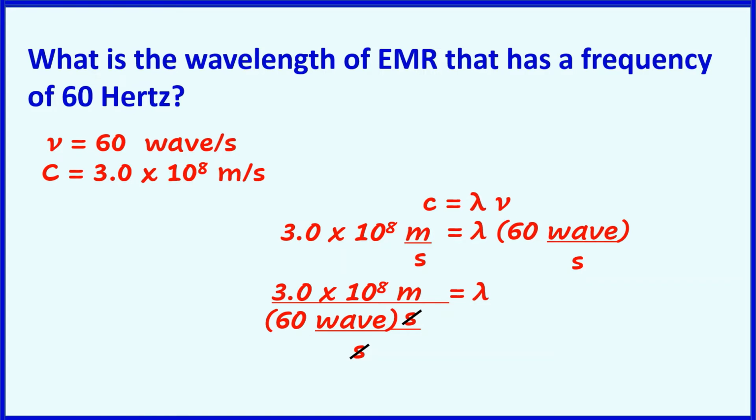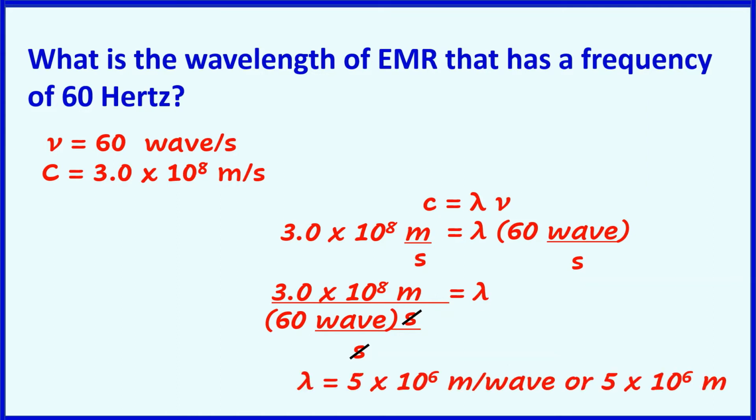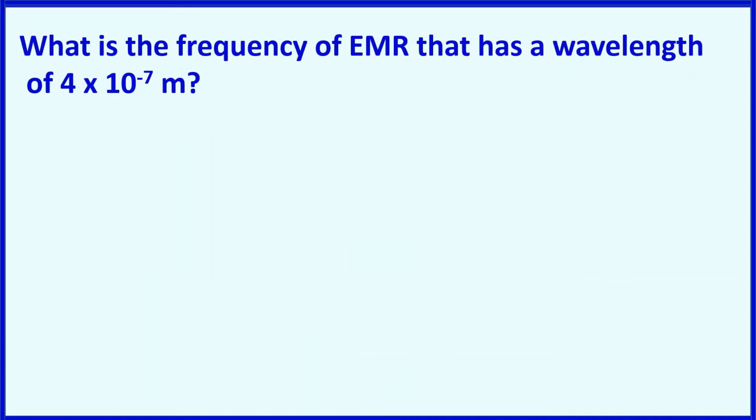They disappear. I'll use my calculator to solve 3.0 times 10 to the 8 divided by 60, and I should get an answer of 5 times 10 to the 6, and I'll see that the units I have left are meters over waves, or meter per wave, or I can just say 5 times 10 to the 6 meters, the unit we use for wavelength. Now try to solve this problem.